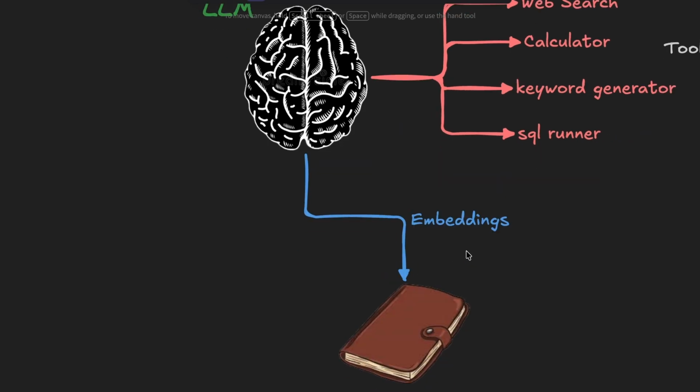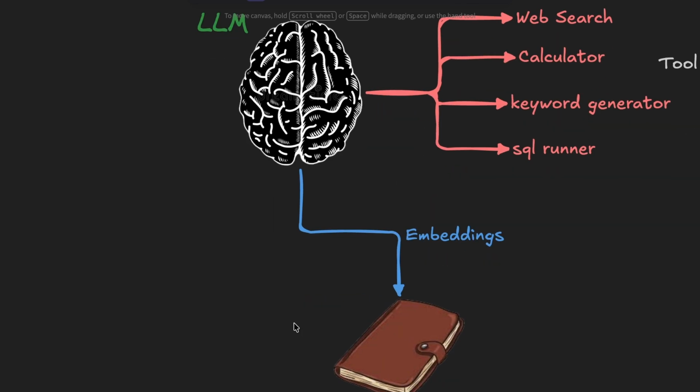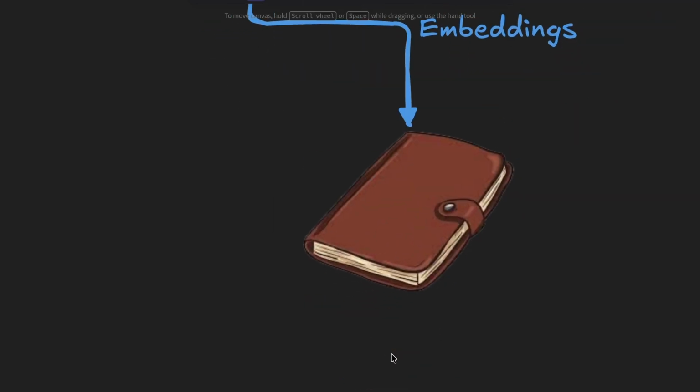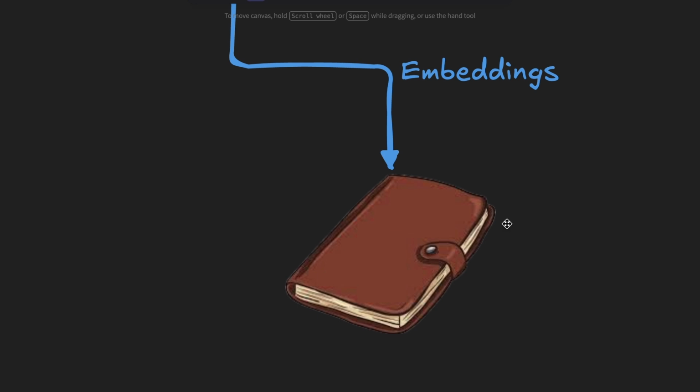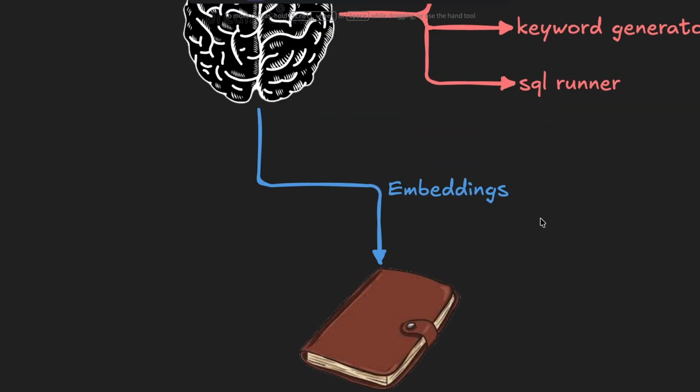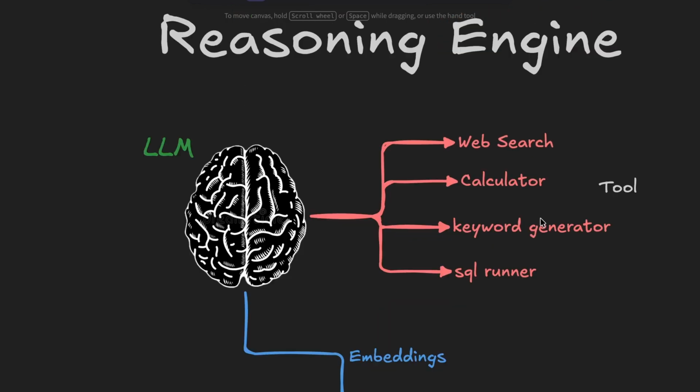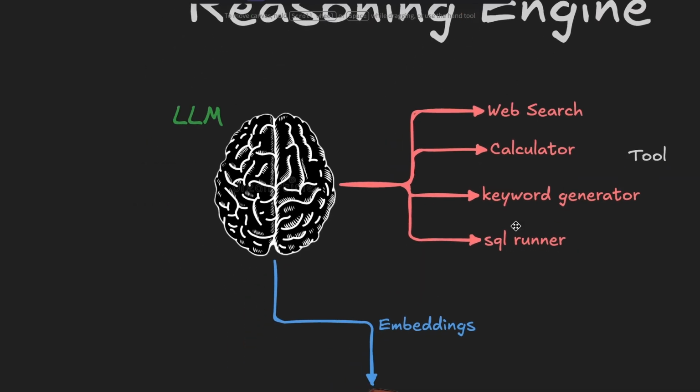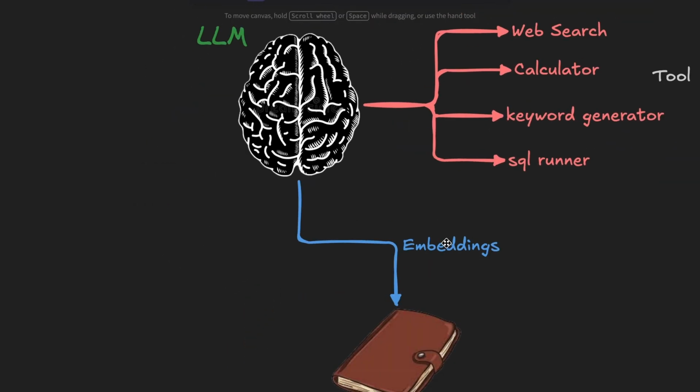Next is embeddings. Embeddings is like a long-term memory, or you can say it is like a journal that your LLM maintains in order to remember things when it encounters a similar kind of question or task. So in the reasoning layer, you have three things: LLMs, tools, and embeddings.